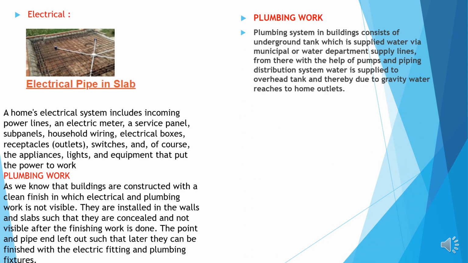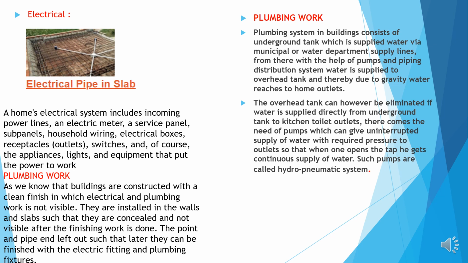A plumbing system in a building consists of an underground tank which is supplied water via municipal or water department supply lines. From there, with the help of pumps and a piping distribution system, water is supplied to the overhead tank, and thereby due to gravity water reaches the home outlets. The overhead tank can however be eliminated if water is supplied directly from the underground tank to kitchen and toilet outlets. There comes the need of pumps which can give uninterrupted supply of water with required pressure to outlets so that when one opens up the tap you get continuous supply of water. Such pumps are called a hydropneumatic system.